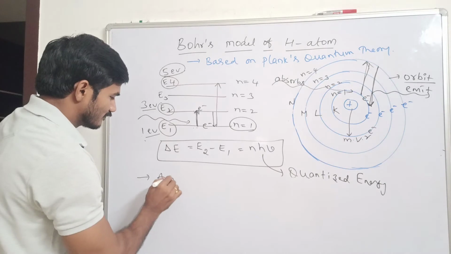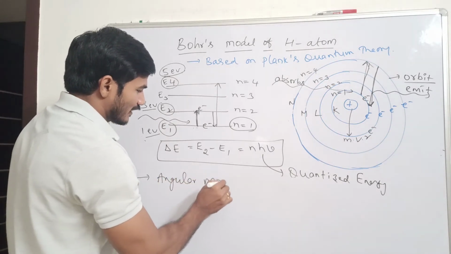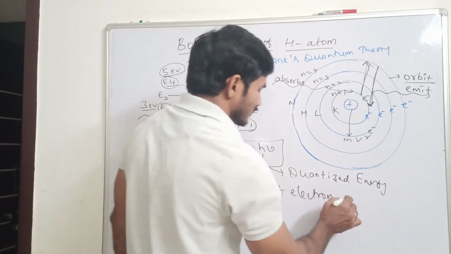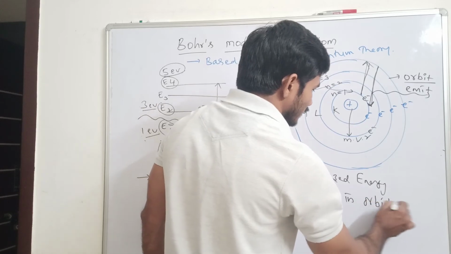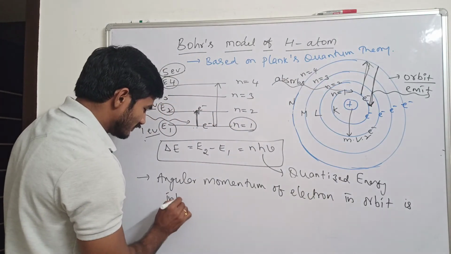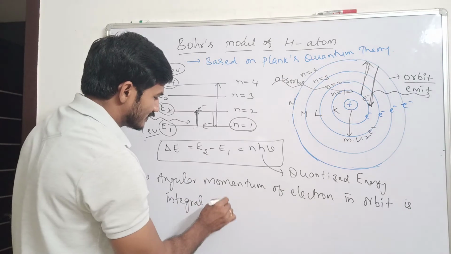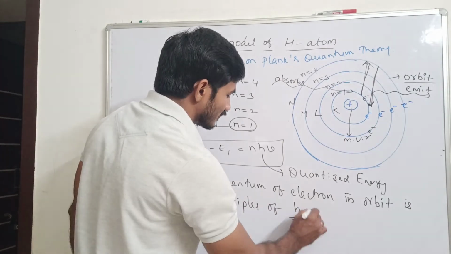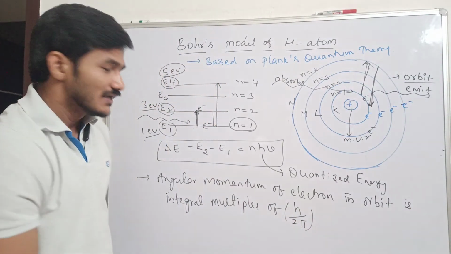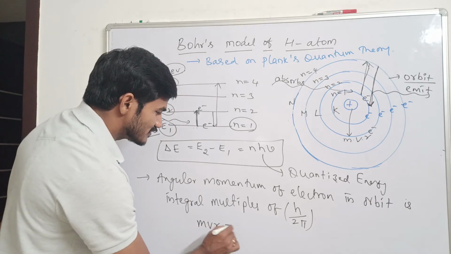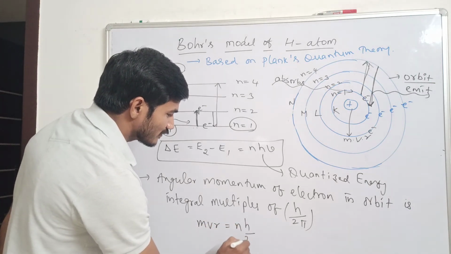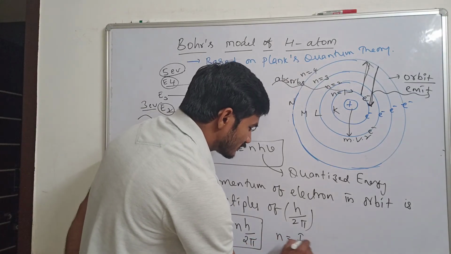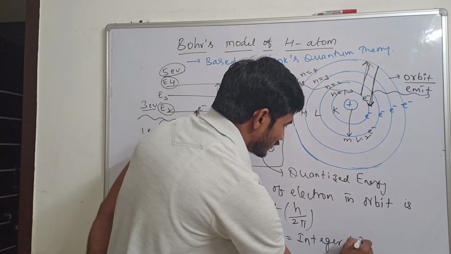Angular momentum of electron in orbit is integral multiples of h by 2 pi. Angular momentum, mvr, is equal to nh by 2 pi. Very important relation. Here n is equal to an integer: 1, 2, 3 and so on.